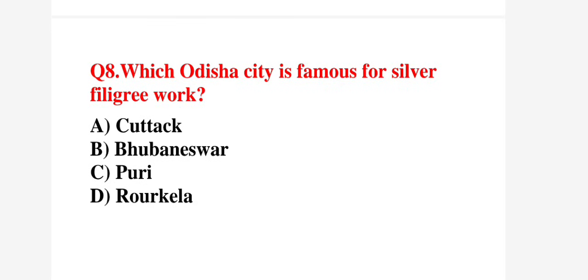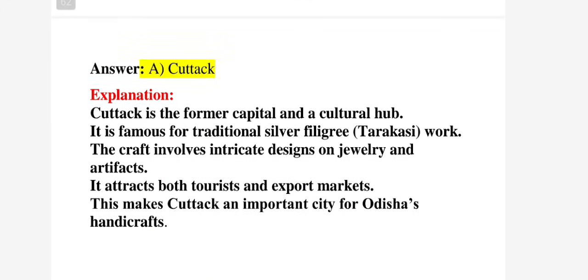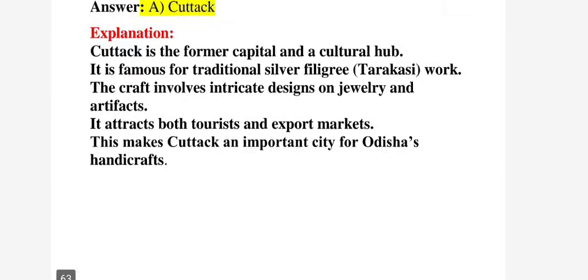So here the right answer is Cuttack. Okay. Cuttack is famous for silver filigree work. If I talk about Cuttack, Cuttack is the former capital and cultural hub. It is famous for traditional silver filigree tarakasi work. The craft involves intricate design in jewelry and artifacts, and it attracts both tourists and export markets. This makes Cuttack an important city for Odisha's handicrafts. Very important. So let us move to the next question.